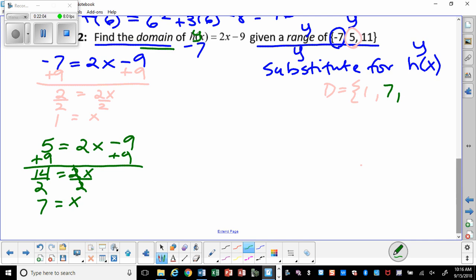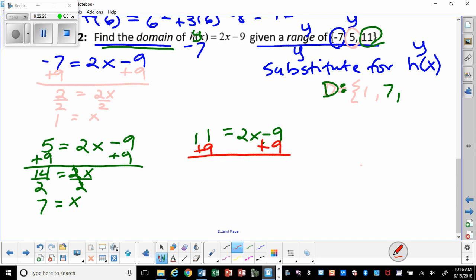This is find the domain, so it's a D for domain, and here's what it is. I've got a 1, a 7, now I'm going to put in an 11. So now I've got 11 equals 2x minus 9. Same thing, I get 18 equals 2x, so divide by 2, x equals 9. And that would be the third element, because this is a function, so there's a 1-to-1. So if I have 3 range values, I'm going to have 3 domain values.